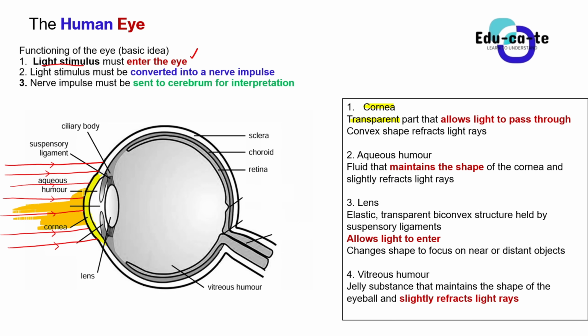So this is all light. This orange thing is representing the light that is trying to enter your eye. So the cornea is adapted because it is transparent, so it allows light to pass through. Remember, we are focusing on point number 1. Light must enter into the eye. So the cornea allows that to happen.